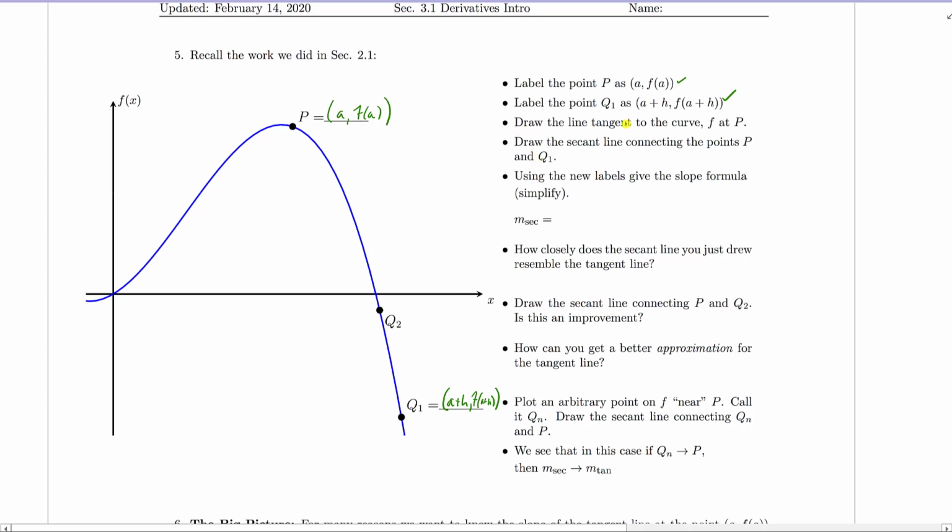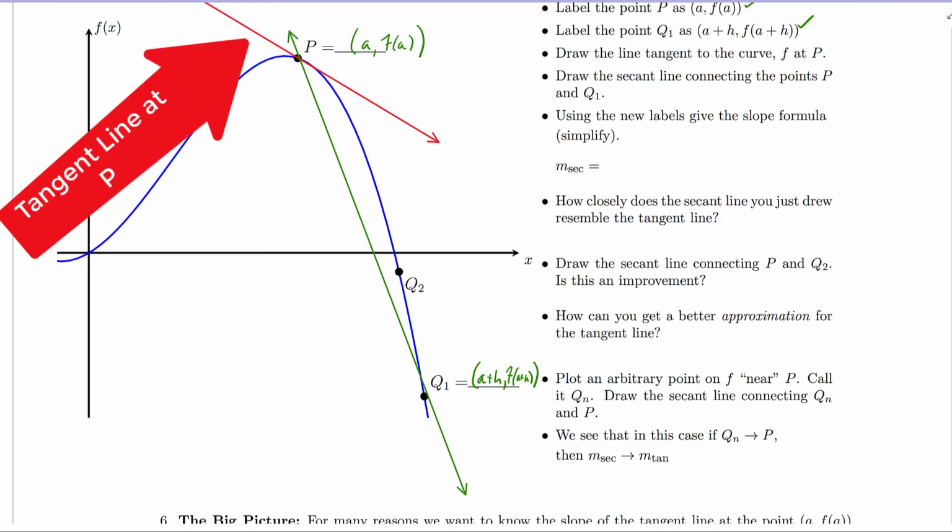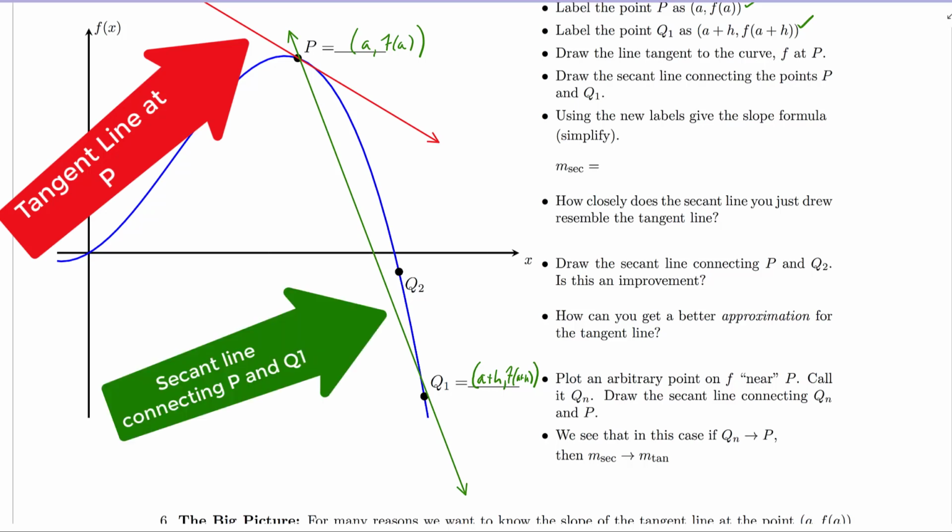All right, so I'm going to pause the video and do these 2 steps because I have a hard time doing this on my device. So let's go ahead and pause it. Okay, so I've plotted here in red the tangent line at P as best I can, and here in green I've plotted, it's not quite perfect, but we've got the secant line connecting P and Q1.